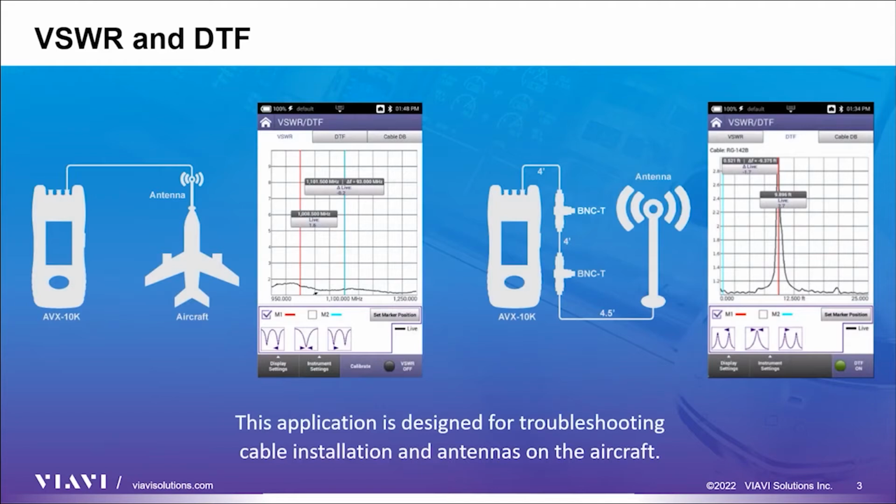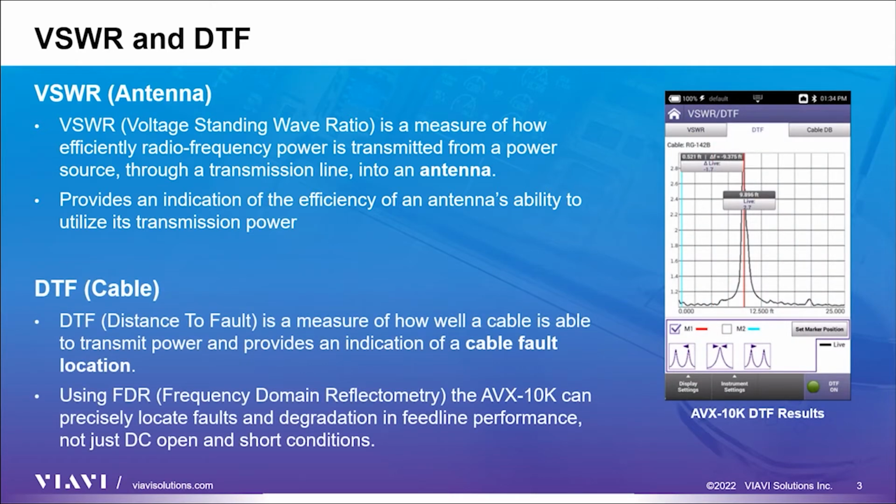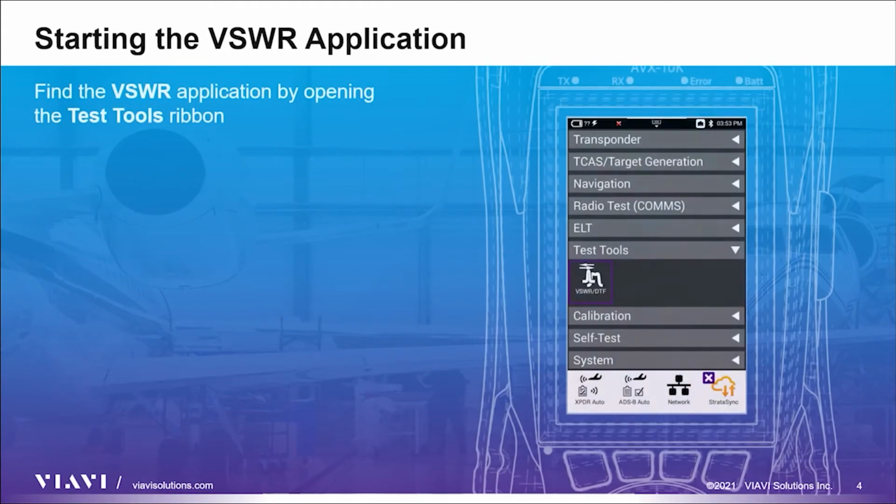Let's start with a basic overview of the differences between VSWR and DTF. Voltage standing wave ratio measures how efficiently an antenna utilizes the power fed to it. And DTF shows where a cable fault lies along the line from the AVX-10K. After turning on your test set, open the Test Tools ribbon and select the VSWR DTF application.